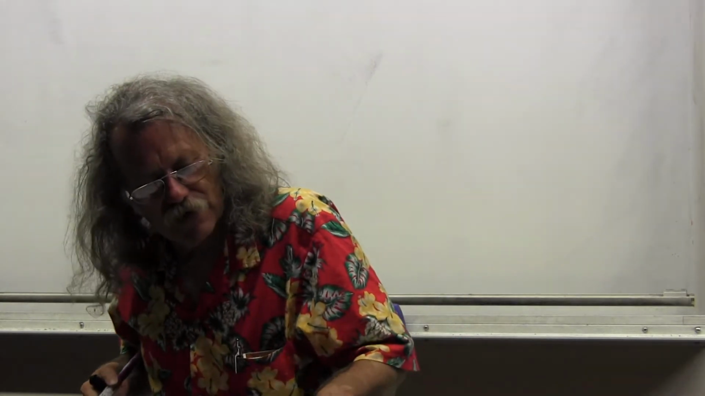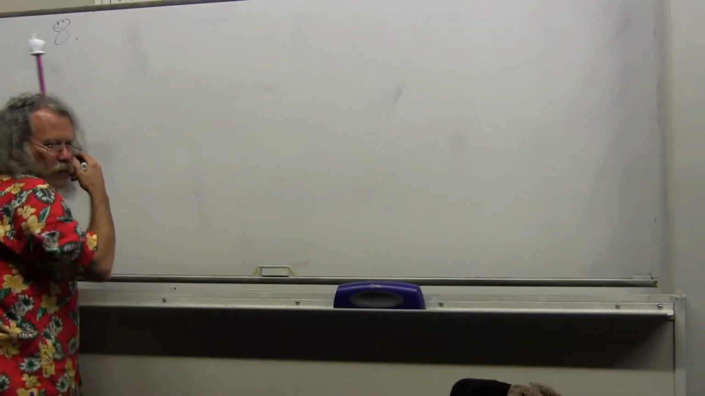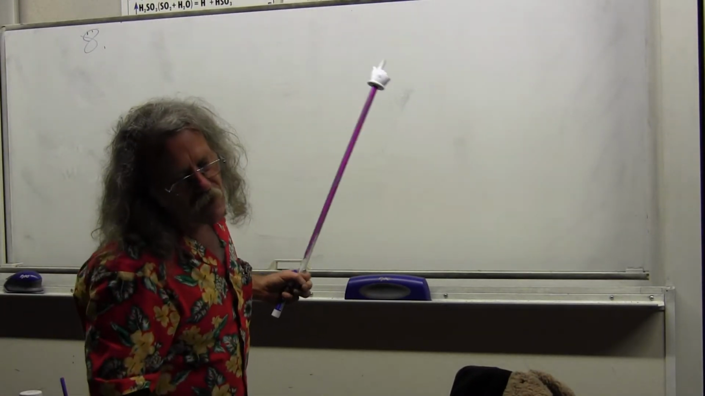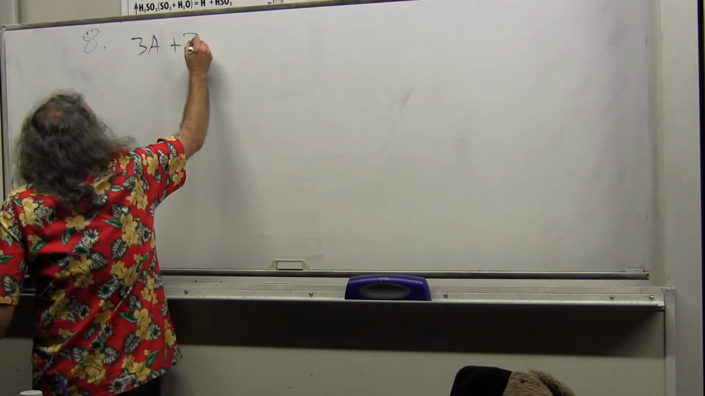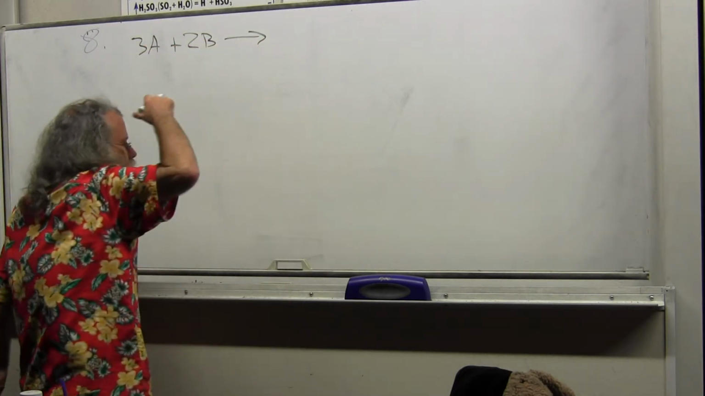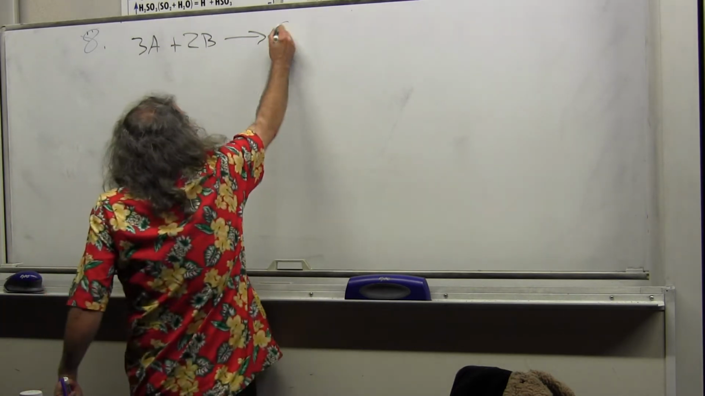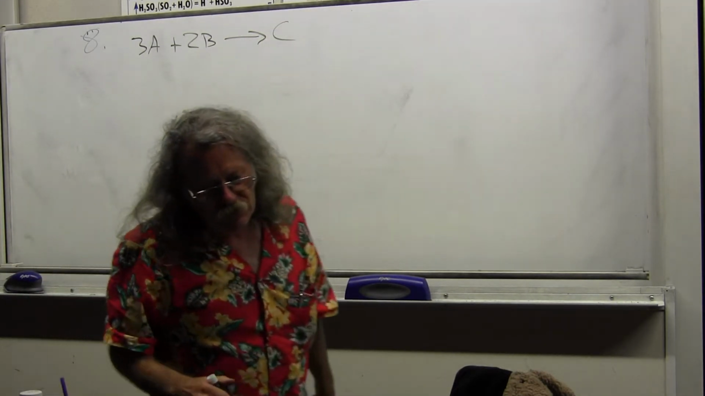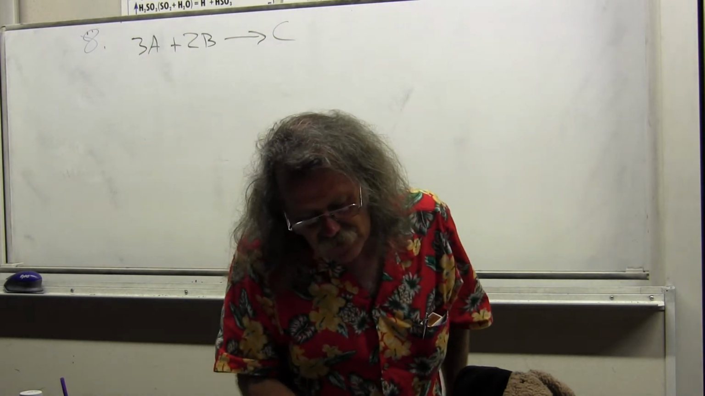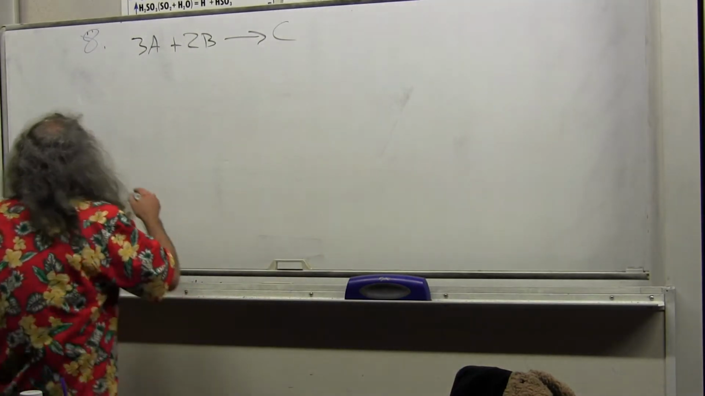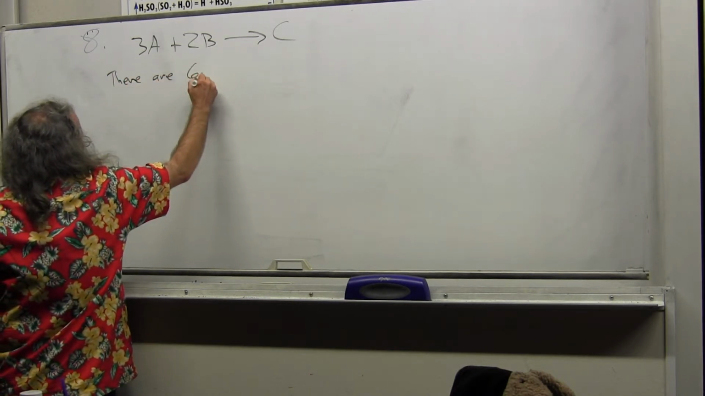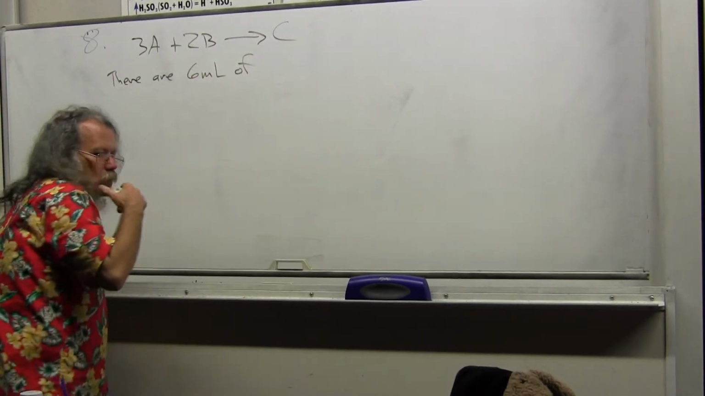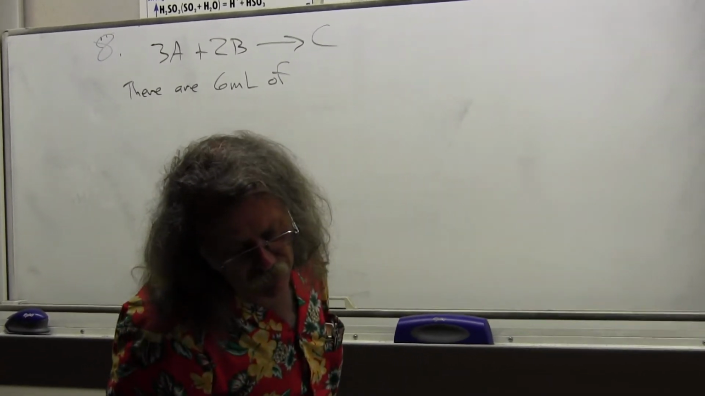Kinetics of the following is investigated. Number 8. The reaction is 3A plus 2B goes to give me what? C. C? Okay, and it takes, there are 6 mils of what molarity?